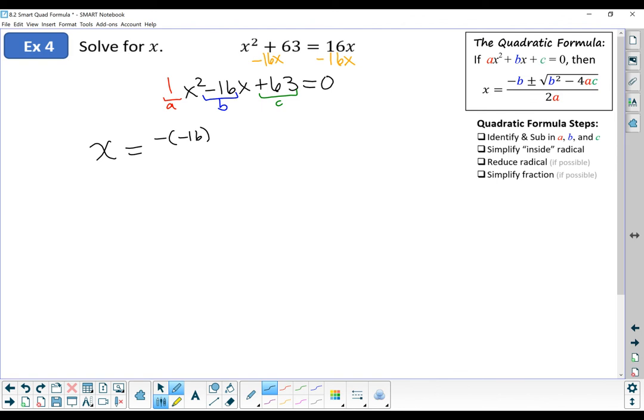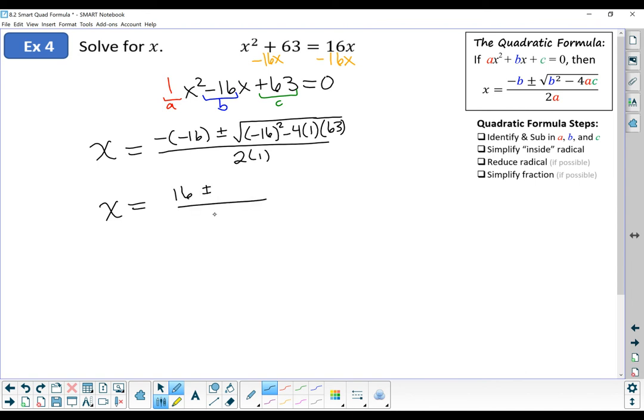No need to memorize. X equals the opposite of b plus or minus the square root of b squared minus 4 times a times c, and this is all over 2 times a. So x is equal to 16 plus or minus some radical over 2. So let's figure out the number inside that radical. Negative 16 squared minus 4 times 1 times 63. That gives us 4.